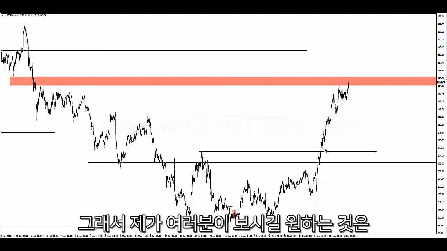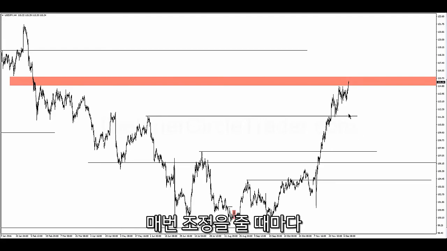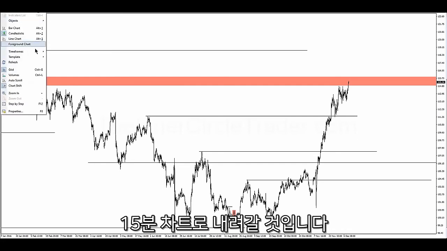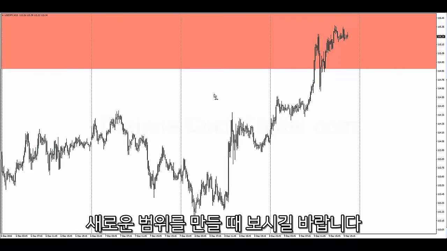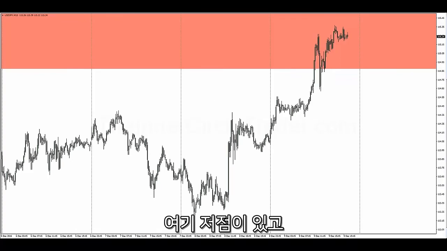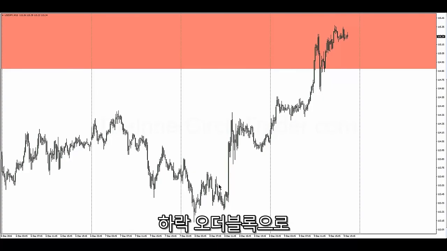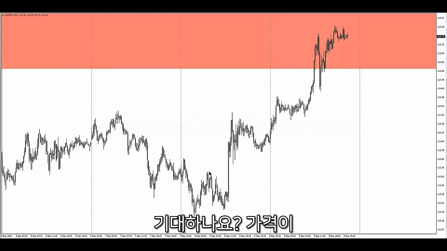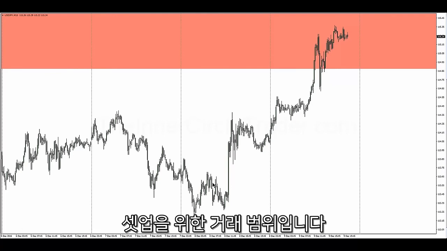So what I want you to look at is every single time the market gave a retracement. This is a 4-hour chart, so we're going to go down into a 15-minute chart, and let's divide the days. Okay, and I want you to look at how price responds when it gives you a new range. You got a low here and a high. Price trades down into the previous order block. Where's external range liquidity? Here. So you're buying an internal range liquidity with the expectation you're going to see price move to the outside of the range created by this little move here. So that's your range you're trading in for the setup.